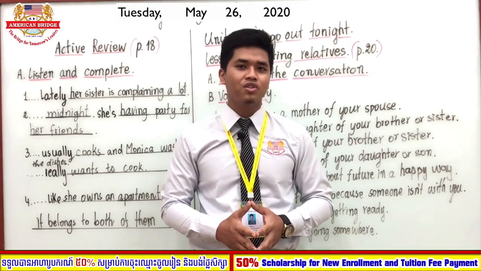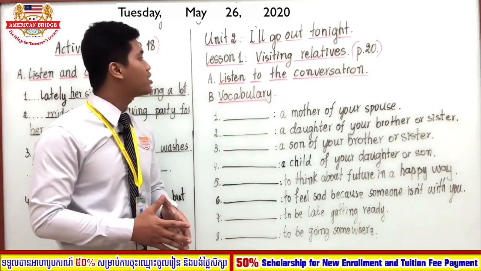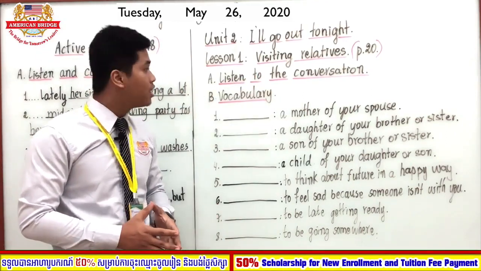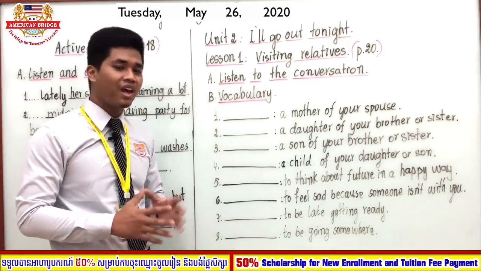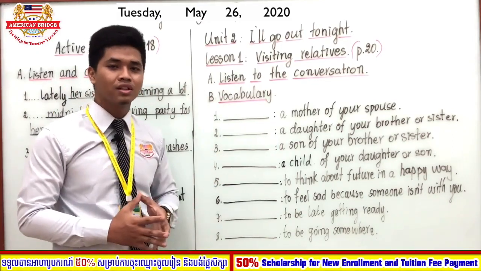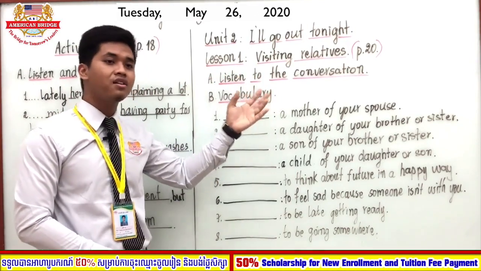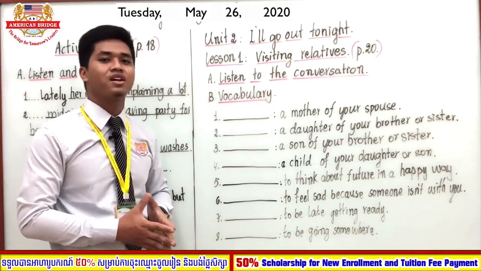Our unit 2. And the title of unit 2, everyone. So here's the title of unit 2, "I'll go out tonight." And when you read the title, do you know the language point that we are going to learn? It is the future tense. And in this unit, we are going to look at a different aspect of the future tense.